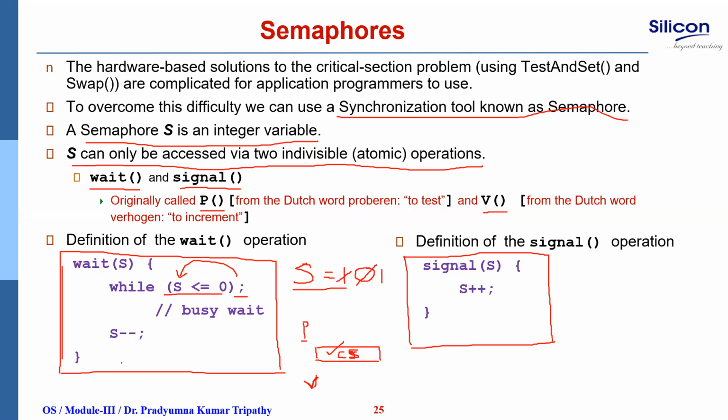So what we are doing? Before the critical section, we execute the wait function, and while coming out, we execute the signal. Is it clear, or does anyone have a doubt about the wait and signal functions? Wait and signal are two different operations. Once again, the signal operation.